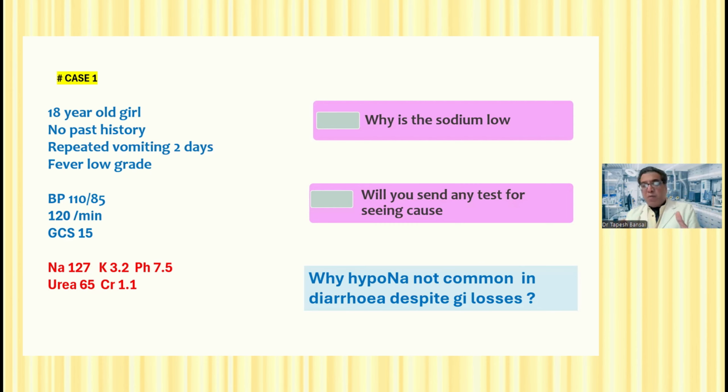Now, at the bottom, I have written why hyponatremia is not common in diarrhea despite GI losses. In vomiting, it is very common. So we shall see as we go on. In diarrhea, it's not common. It can happen, but it's not common.